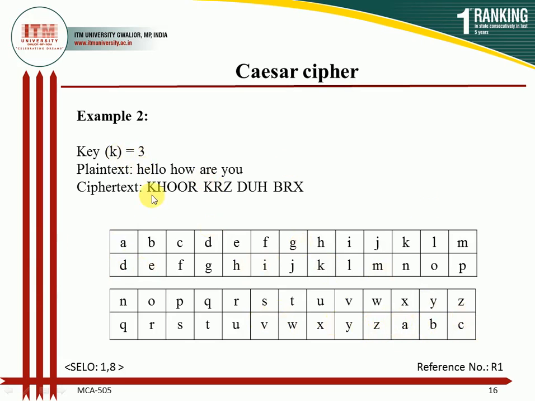So if we are talking about this plain text, H will be converted into K. As you can see here, H is converted into K, and E is converted into H, right? Next, L is converted into O. The fourth letter is also L, so again L is converted into O. Next is O, which is converted into R. So this is the way to convert plain text into ciphertext, right?